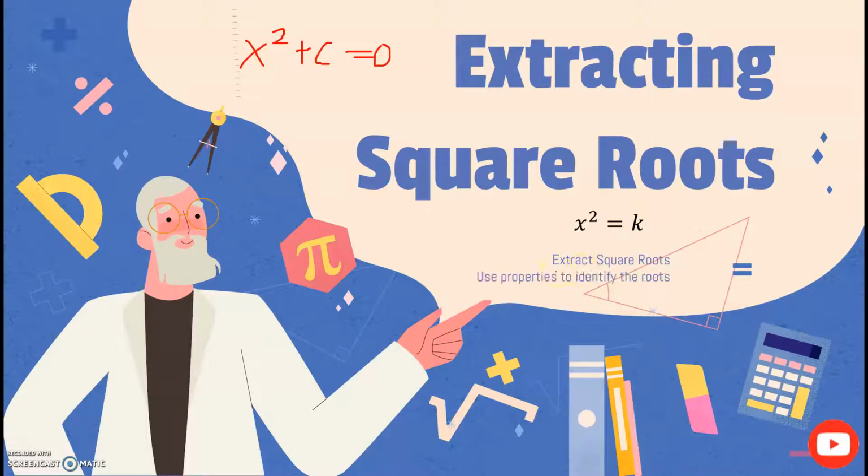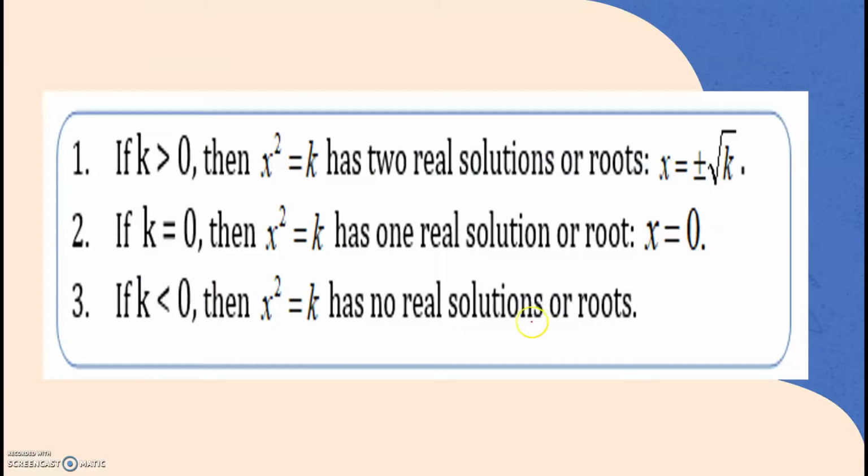Here, we extract square roots, and then we use the properties to identify the nature of the roots of these equations. So again, these are the properties. First, if k is greater than 0, then x squared equal to k has two real solutions or roots. So if k is positive, 1, 2, or any decimal, as long as it's positive, there are two real solutions or roots.